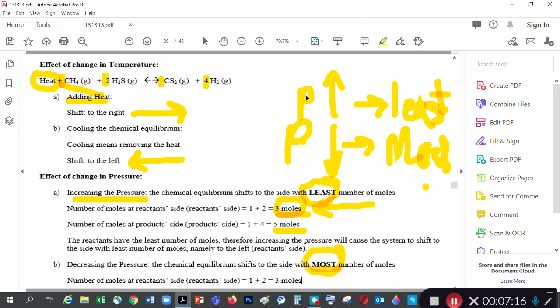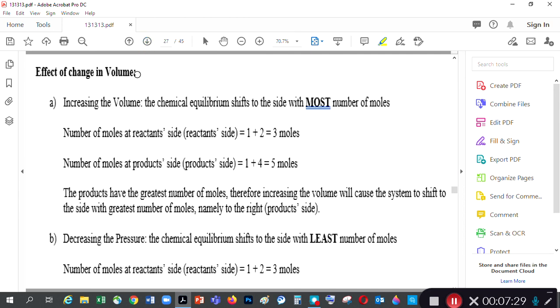If I increase the pressure, the shift will be to the side with the least number of moles. And if I decrease the pressure, it will go to the most number of moles, sorry. So the volume is quite the opposite, because it follows Boyle's Law. If I increase the volume, the pressure will go down. If I decrease the volume, the pressure will go up. So it's just quite the opposite.